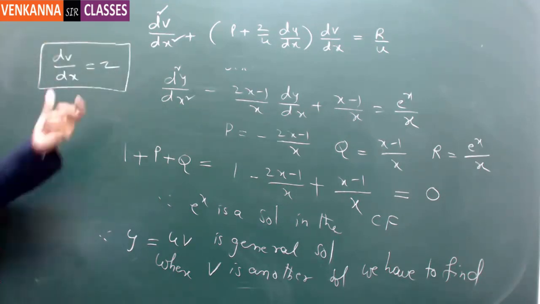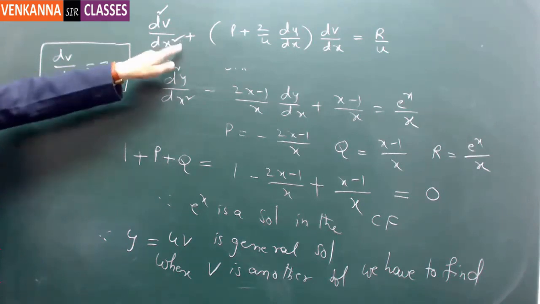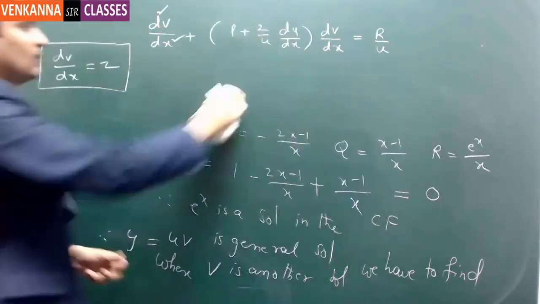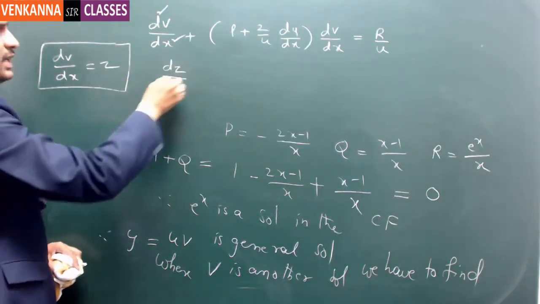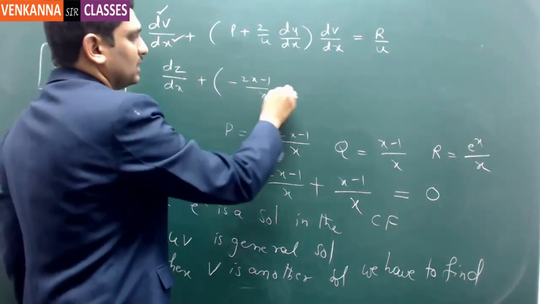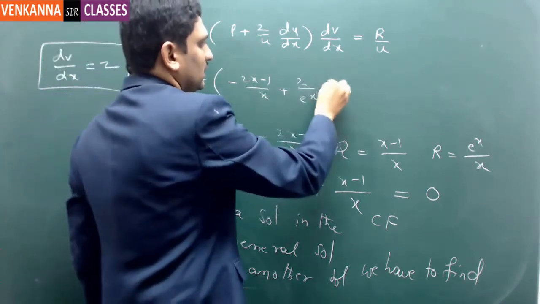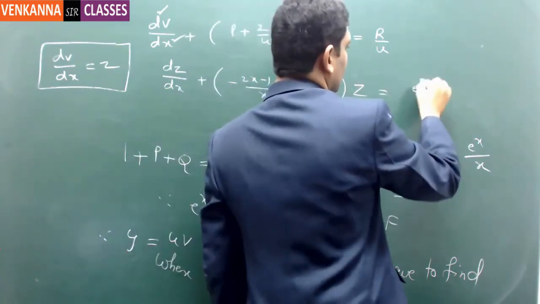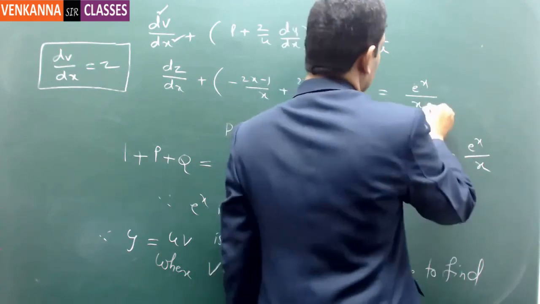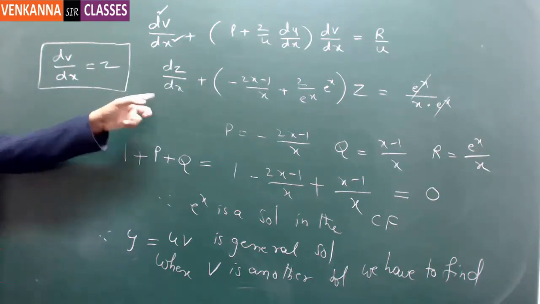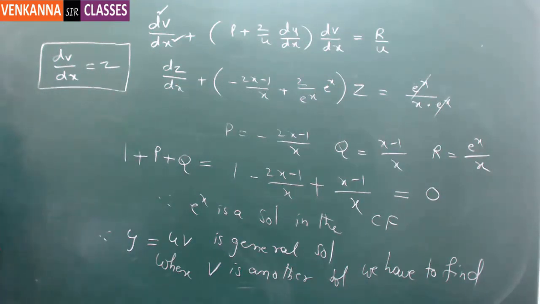And we are going to substitute the corresponding values in this formula or in this equation. So what happens? It is dz by dx plus p, which means minus 2x minus 1 by x, plus 2 by e power x into e power x, of z is equal to e power x by x into e power x. Please check whether I have substituted all the values correctly or not in the formula.